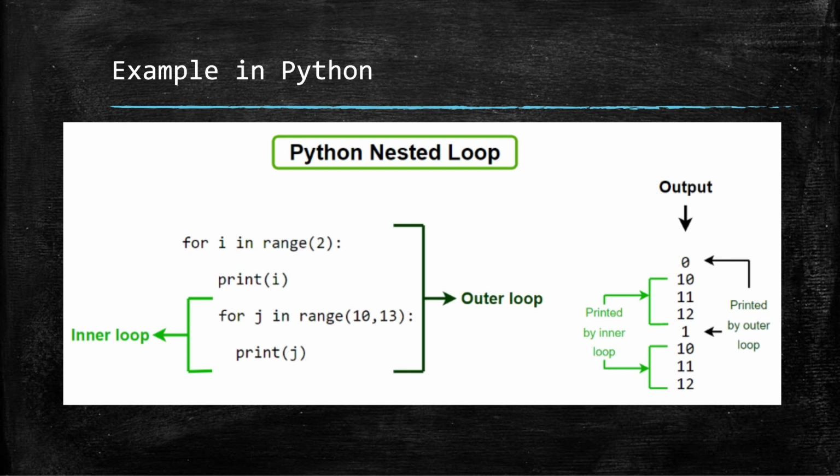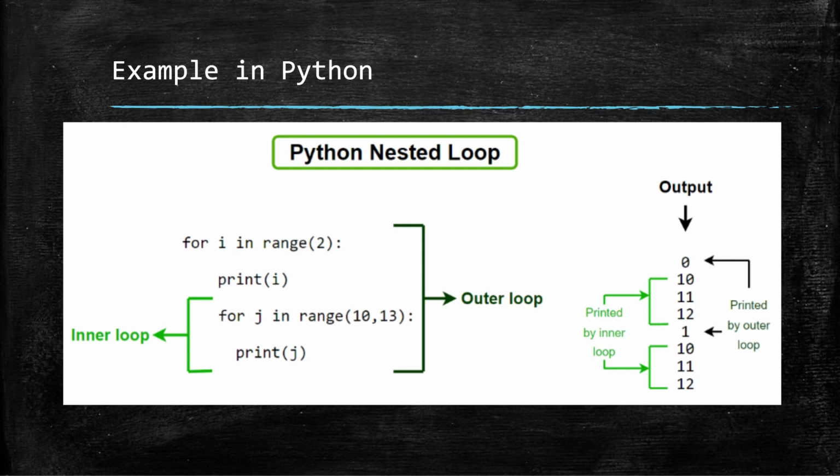The 0 and 1 are printed by the outer loop, and the 10, 11, 12 are printed by the inner loop. There are other examples of nested loops, but this is just the simplest one that can explain the use of nested loops in programming languages.